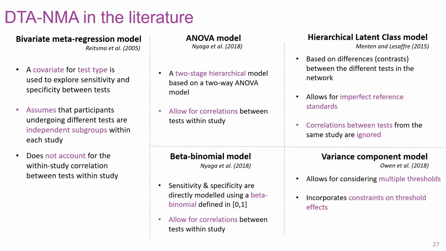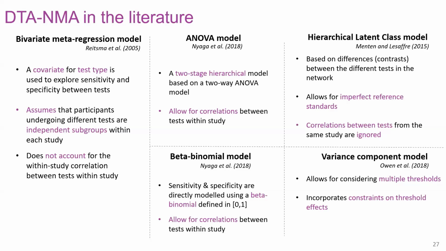Then regarding the ANOVA model, this DTA-NMA model is based on a repeated measures design. So each individual is considered to have been measured across the different tests within its study, and therefore can be treated as repeated measurements. This is actually a 2-stage hierarchical model inspired from a 2-way ANOVA model, and we capture the within-study correlations between tests, and we allow for variation, that is heterogeneity, in the true study-specific sensitivities and specificities. And we can consider also within-study between-tests variability, heterogeneity, and between-study variability as well.